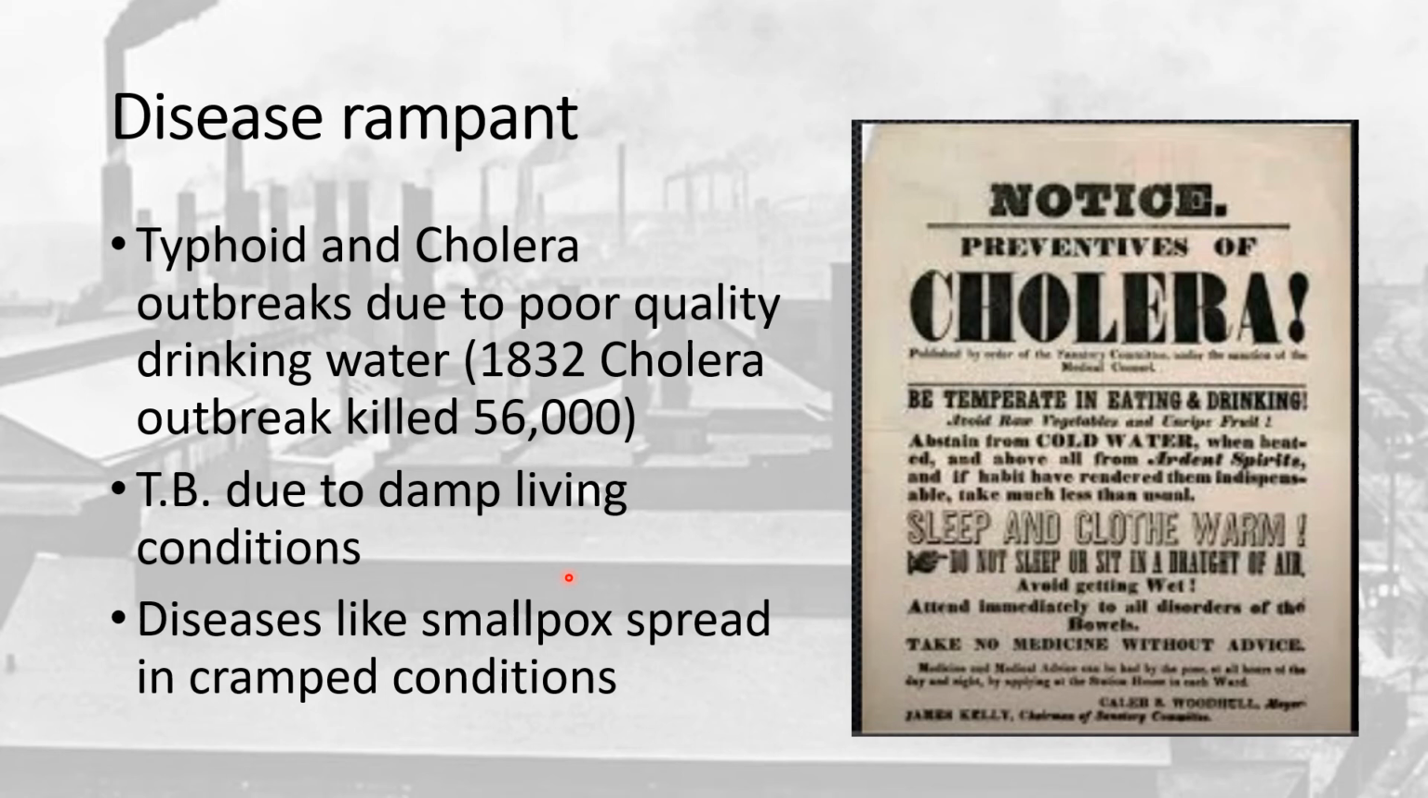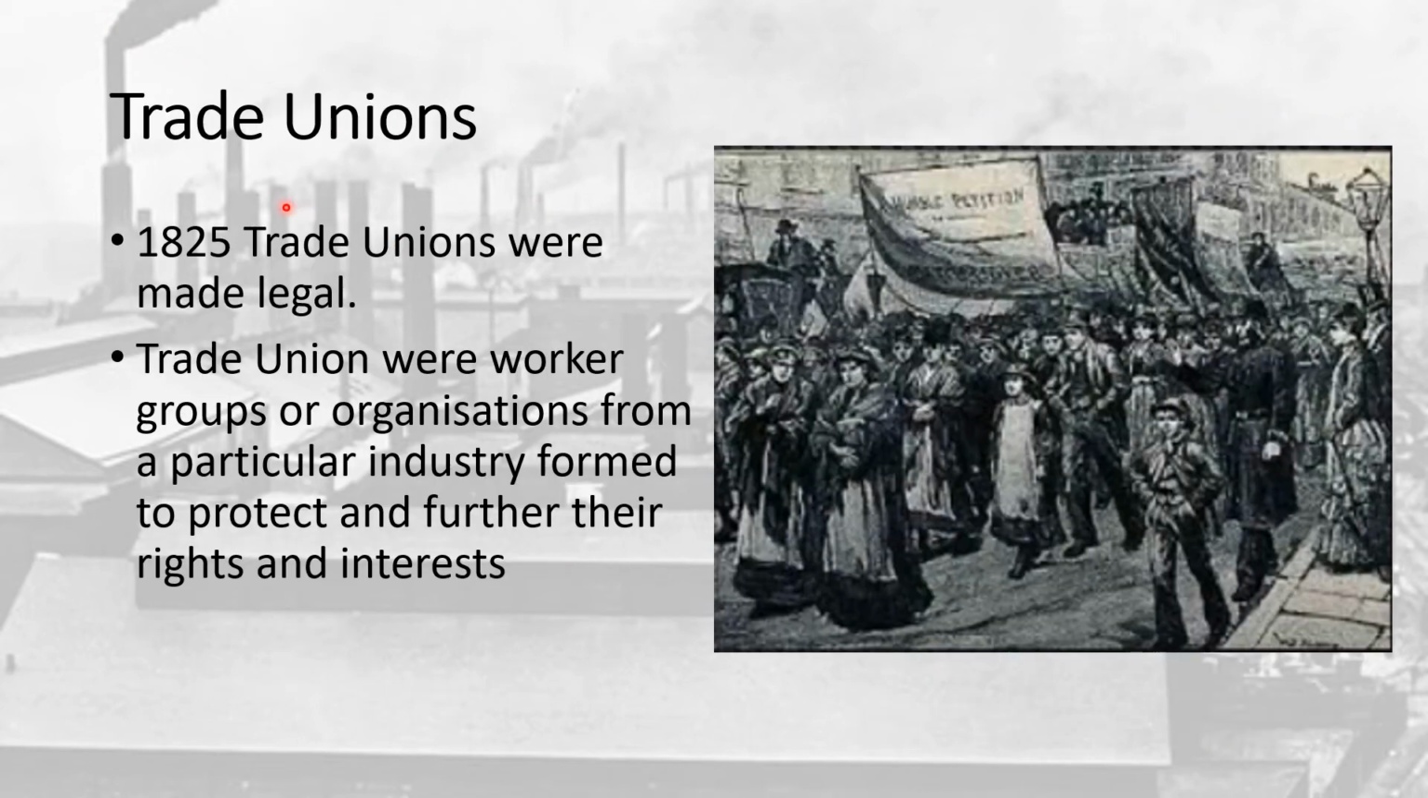Now, not everyone was affected by this, and a lot of people from other parts of society saw these slums and said we need to put together unions to protect these people, which we'll be looking at next. Now, these unions that gathered together to fight for people's rights were called trade unions, and we'll probably know that word from trade unions in today's society. Now, trade unions were made legal in 1825. These trade unions were set up by the workers, and there were groups organized in particular industries to protect people's rights and their interests.